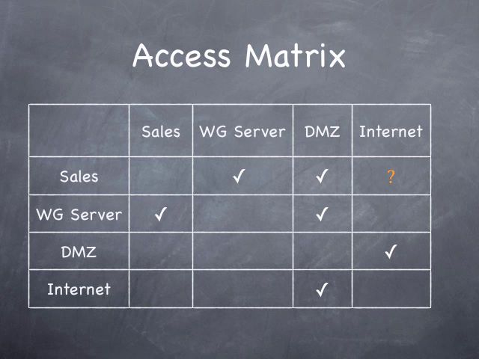Everything coming from the sales department or the workgroup servers is probably going just to the DMC, not from the DMC back, and we're sort of assuming stateful filtering here. Now, from the internet, we only connect to the DMC. The DMC is the only part that's directly exposed to the internet.